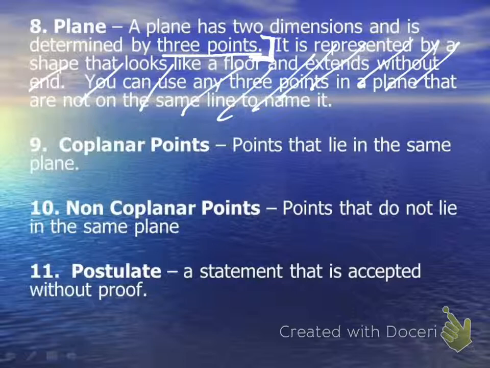Or the floor, if this floor went on forever and ever in all directions, that's a plane. Or your desktop, if it went on forever and ever in all directions, that would be a plane. It takes 3 points to make a plane.